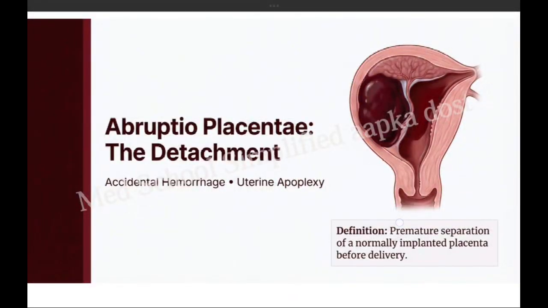Okay, now second is abruptio placenta. It's the detachment. Okay, it's accidental hemorrhage or uterine apoplexy. The definition for abruptio placenta is premature separation of a normally implanted placenta before delivery. There was a normally implanted placenta, but before delivery it got prematurely separated.